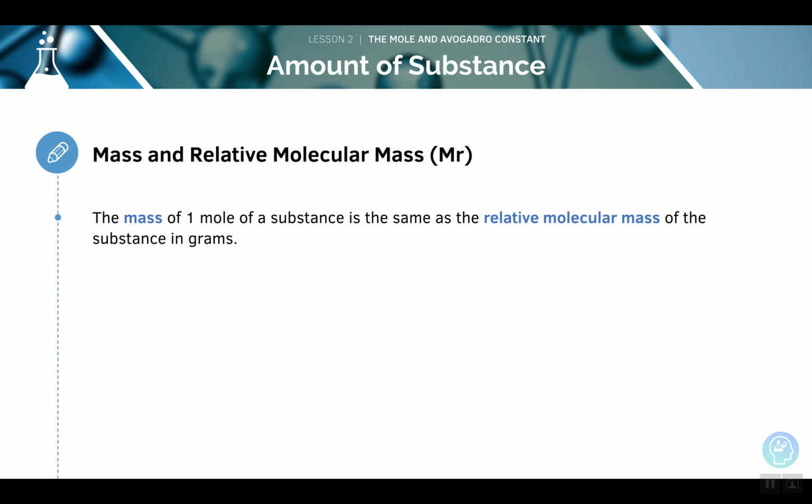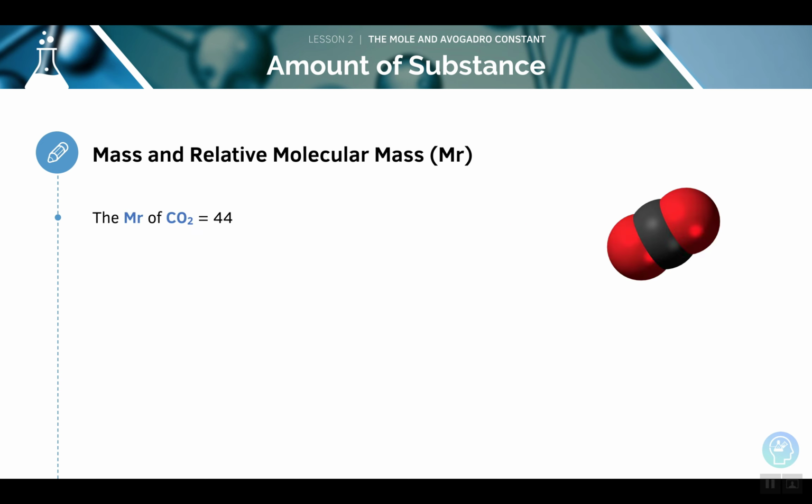We'll start off by looking at mass and its relationship to relative molecular mass, or Mr, which we met in the previous video. The mass of 1 mole of a substance is the same as the relative molecular mass of the substance in grams. For example, the relative molecular mass of carbon dioxide is going to be 44.